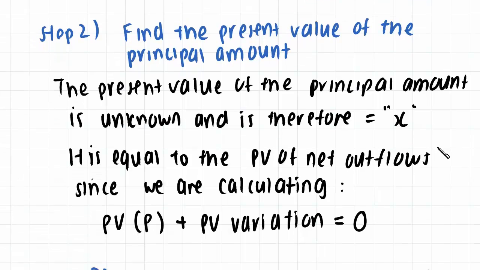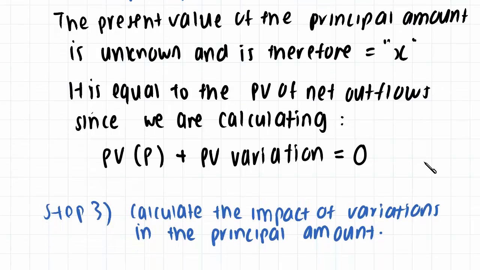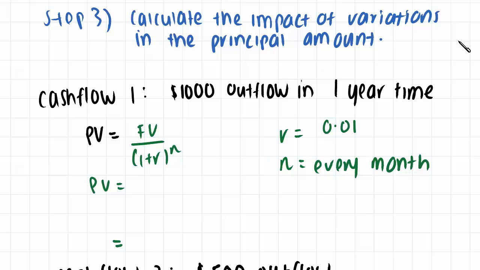So again, step 2, find the present value of the principal amount. So the present value of the principal amount is unknown and is therefore X. So it's equal to the present value of net outflows, since we are calculating when P plus the present value of variations equals 0, and therefore our account balance is 0. In step 3, we calculate the impact of variations in the principal amount, okay?